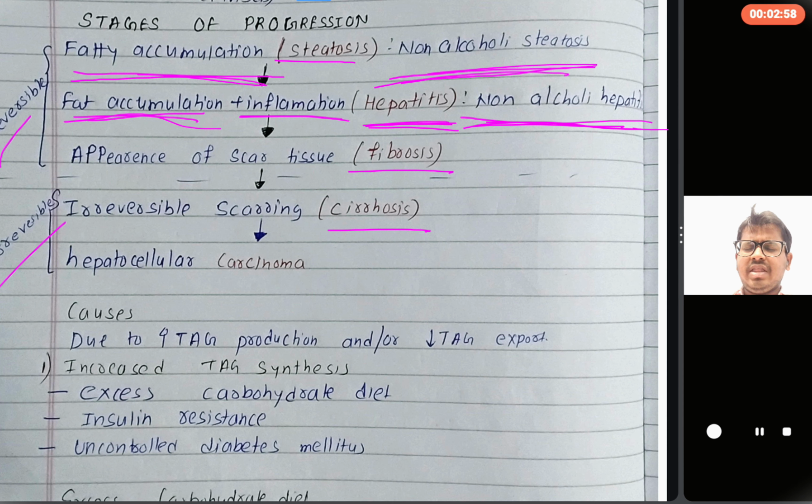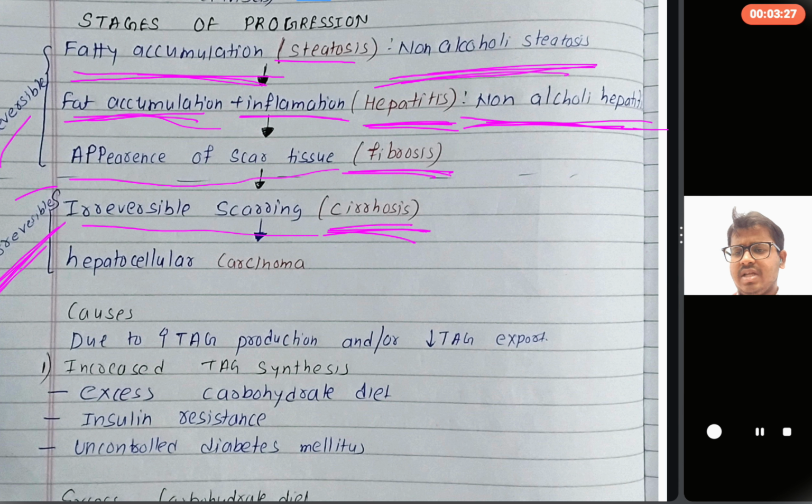Next, there is scar, means there is a roughness-type appearance on the tissue. This is the third and last stage of reversible, that is appearance of scar tissue, fibrosis. So next we move to the irreversible stage. We are having irreversible scarring, that is cirrhosis. After this stage it is irreversible.